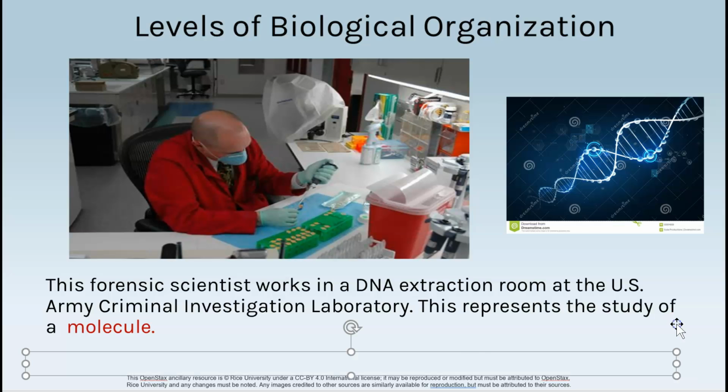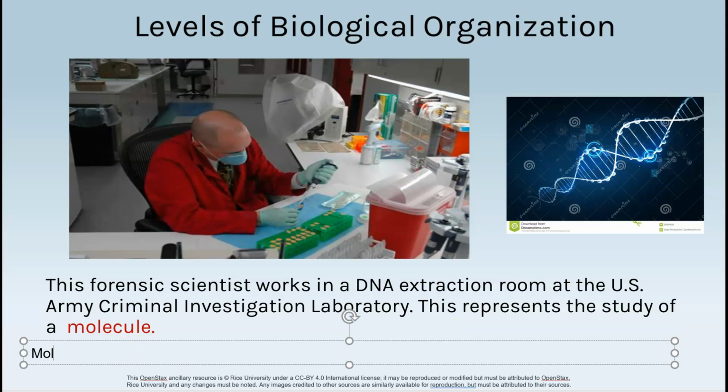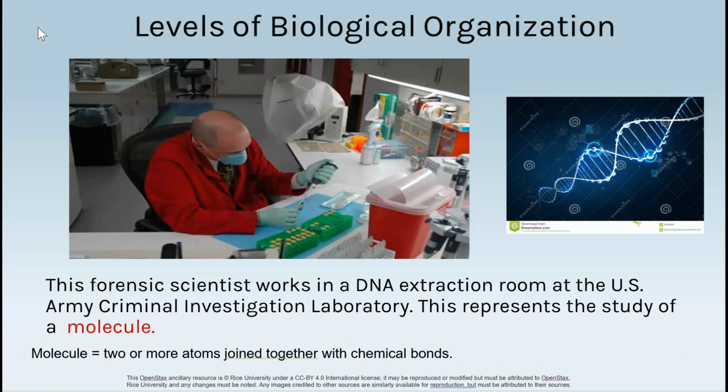Now, a molecule, I'll put the definition down here for you. The technical definition of a molecule is two or more atoms joined together with chemical bonds. These can be the same type of atom as in O2, which is oxygen in the atmosphere, or it can be different types of atoms like methane, which is CH4, carbon bonded to hydrogen atoms. If they are different types of atoms, we call them a compound. So just to reiterate, a molecule is two or more atoms joined together using chemical bonds. So we go from an atom, which is the basic unit of all matter, to atoms joined together to form molecules.